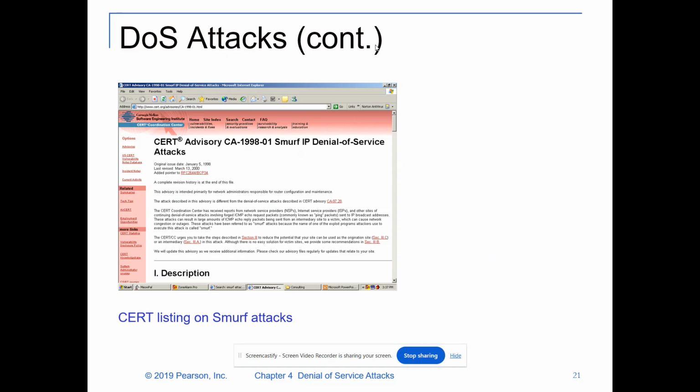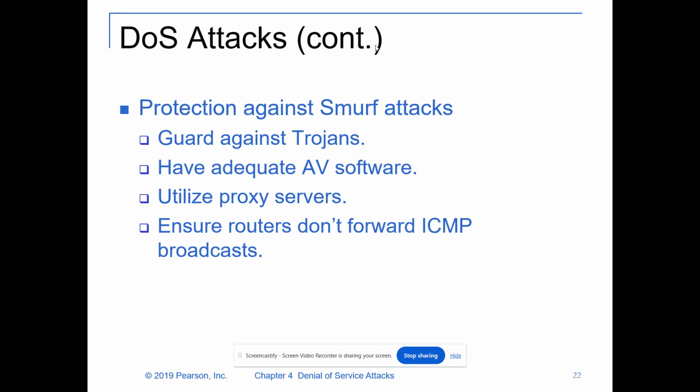Here, we have a CERT listing on a number of Smurf attacks. When we have protection against Smurf attacks, ultimately, we need to have adequate AV software guarding against Trojans, ensuring that routers don't forward ICMP broadcasts, and making sure that we utilize proxy servers.